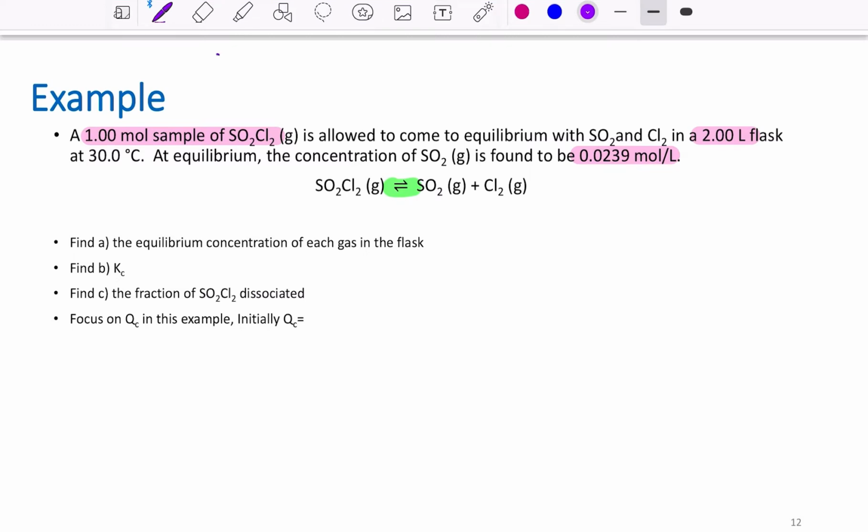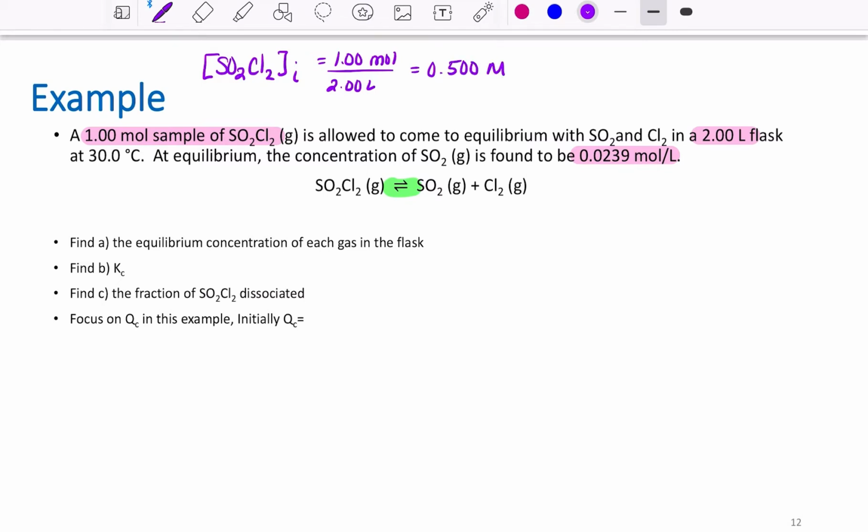The starting concentration of SO2Cl2, I'm going to put a little I for initial. I've got 1 mole, and I've got a 2-liter flask. Because it's a gas, it's going to expand to take up that whole entire area, so I know the volume of my gas is going to be 2 liters, and I find the concentration to be 0.500 molar.